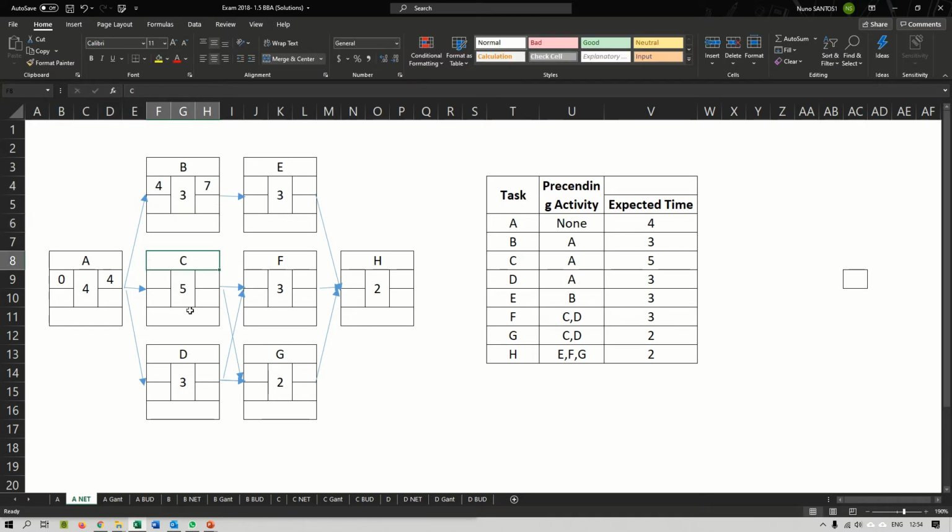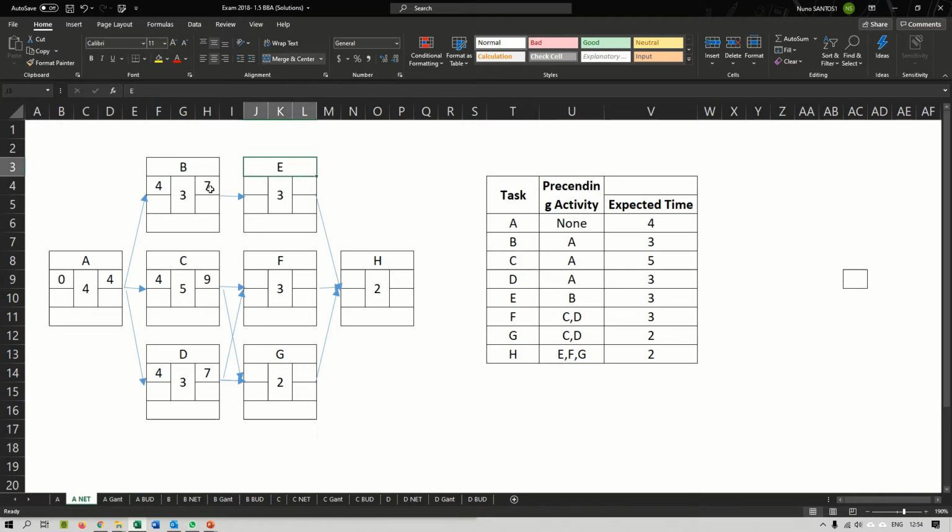Let's now go to task C. Now task C also has just one arrow coming in, so that means the 4 will come here. And again, 4 plus 5, there is a 9. Now let's go to task D. Once again, I copy the 4, 4 plus 3, again 7. All right, now let's go to task E.